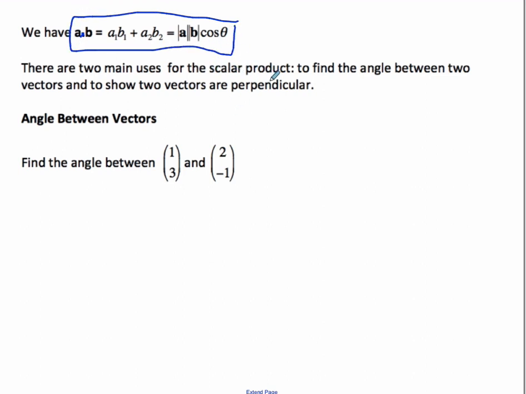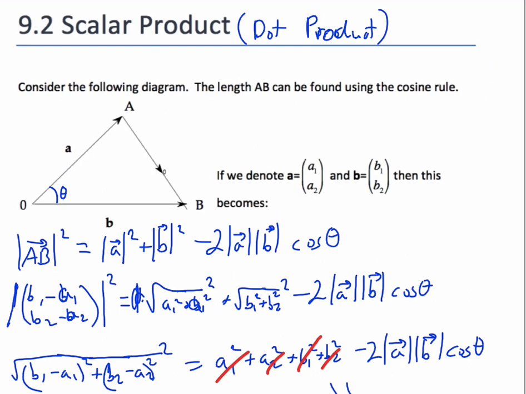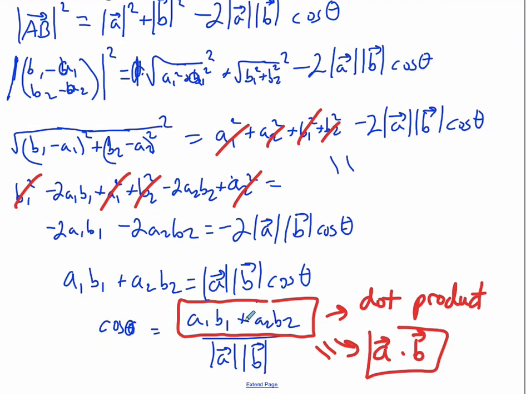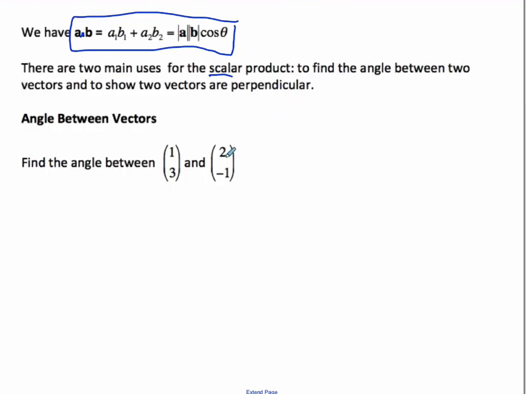There are two main uses for a scalar product or dot product: to find an angle between two vectors and to show that they're perpendicular. Okay, so if we look at our formula from before, we've got a fraction here. If the numerator equals 0, then we have cosine theta equals 0, so the angle is going to be 90 degrees. So the angle between two vectors is 90 degrees when the dot product equals 0. So that's a useful little property.